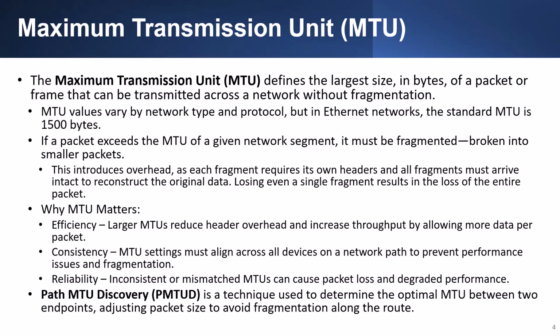Why does MTU matter? Because larger MTUs reduce header overhead and increase throughput by allowing more data per packet. Consistency: MTU settings must align across all devices on a network path to prevent performance issues and fragmentation. Reliability: inconsistent or mismatched MTUs can cause packet loss and degraded performance. Path MTU discovery, or PMTUD, is a technique used to determine the optimum MTU between two endpoints, adjusting packet size to avoid fragmentation along the route.